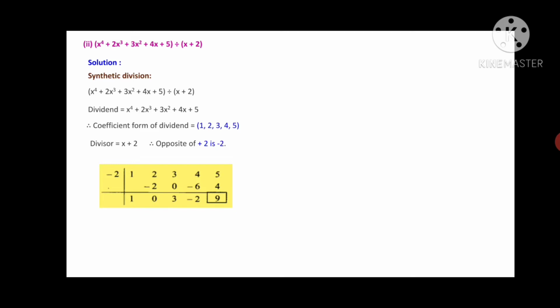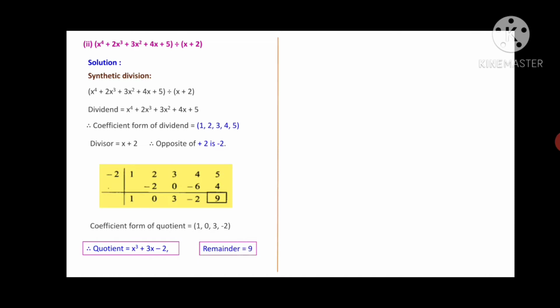So 1 will be as it is, 2 1s are 2, minus 2, to get zeros, so 0 into minus 2 is 0, and 3 plus 0 is 3, and 3 2s are 6, 4 plus minus 6 will be minus 2, and 2 2s are 4, minus minus plus, so 5 plus 4 is 9. The quotient will become x cube plus 3x minus 2. Here the x square term is 0, so we directly consider 3x, and the remainder is 9.